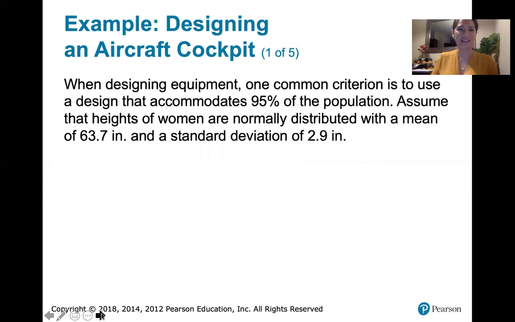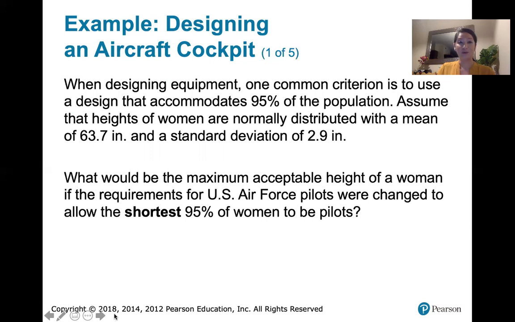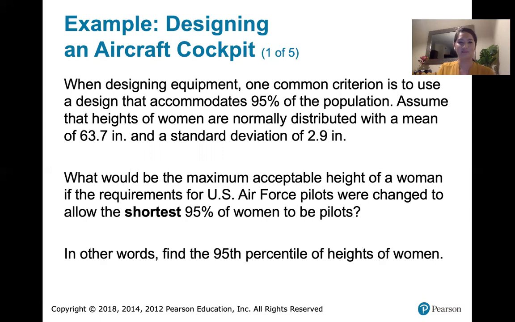So let's look at an example. It says, when designing equipment, one common criterion is to use a design that accommodates 95% of the population. Assume that heights of women are normally distributed with a mean of 63.7 inches and a standard deviation of 2.9 inches. The question says, what would be the maximum acceptable height of a woman if the requirements for the US Air Force pilots were changed to allow the shortest 95% of women to be pilots? In other words, find the 95th percentile of the heights of women.